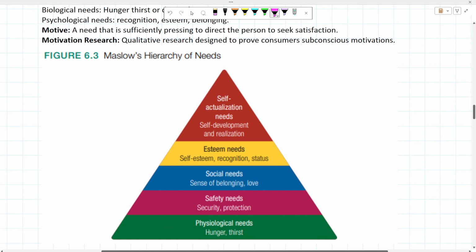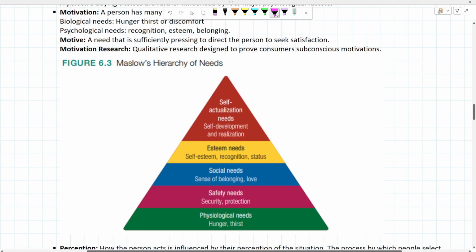Here you have Maslow's hierarchy of needs. I'm sure you guys have already seen this before, so I'll just go through it really quick. It goes from the most basic needs to the most prominent needs. We have physiological needs as our most basic: hunger and thirst. Next, you have safety needs such as security and protection. Next, social needs such as sense of belonging and love. Then you have esteem needs such as self-esteem, recognition, and status. And then self-actualization needs, which are self-development and realization.